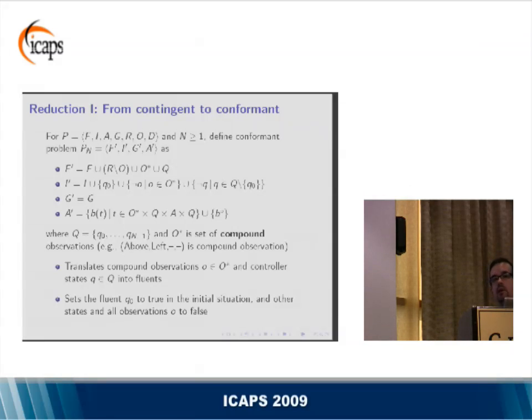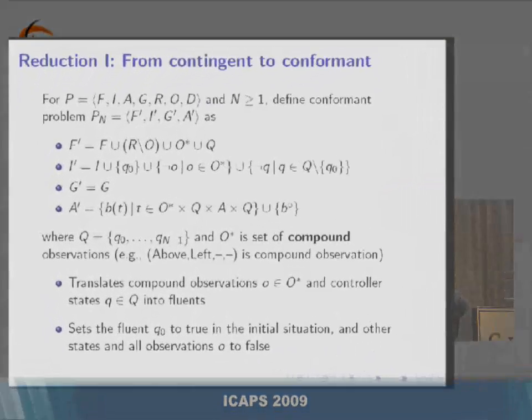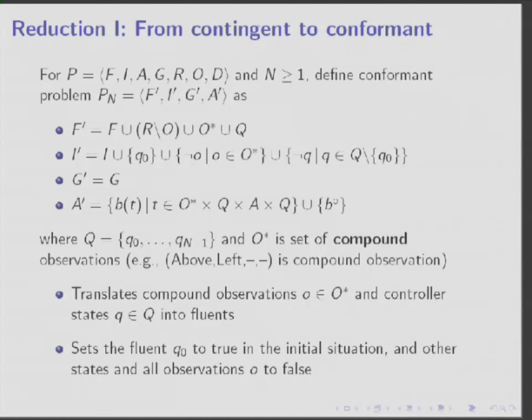All right, so we have the mapping here from contingent to conformant. Basically, from a contingent planning problem like that, and an integer n, which is a parameter, we define the following conformant planning problem. The fluents are the same as the contingent planning problem, plus these that are the compound observations. These are possible observations that you can receive, the compound ones. And we have a propositional symbol for every possible state of the controller. So Q is basically the controller state. We have the initial state defined that way, basically saying that it could be any possible initial state of the contingent planning problem, but the initial state of the controller has to be Q0. The goal is the same, and then we have two types of actions.